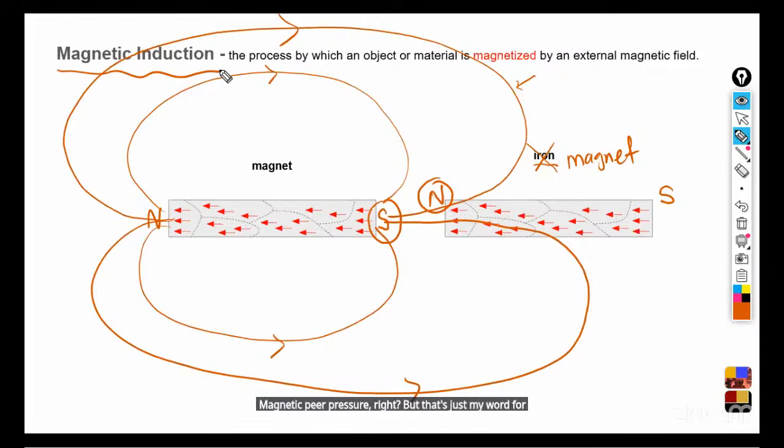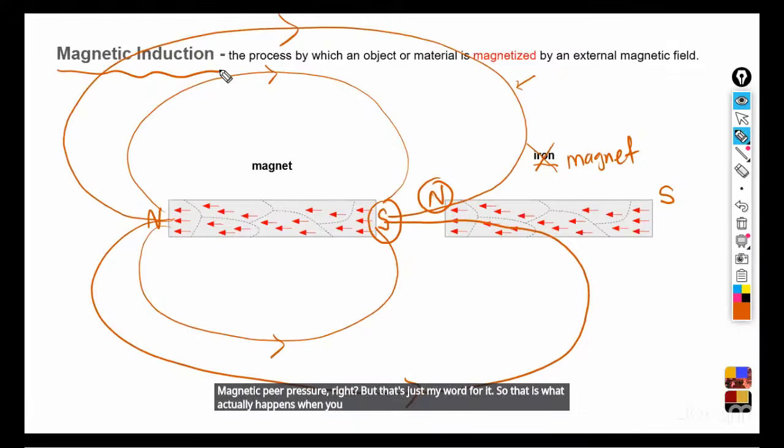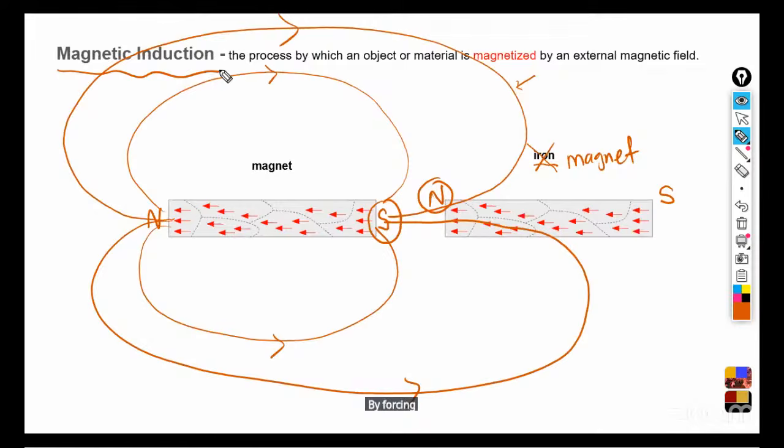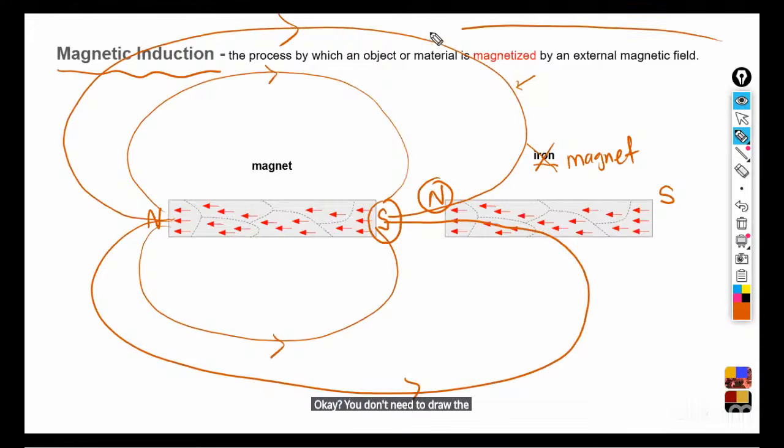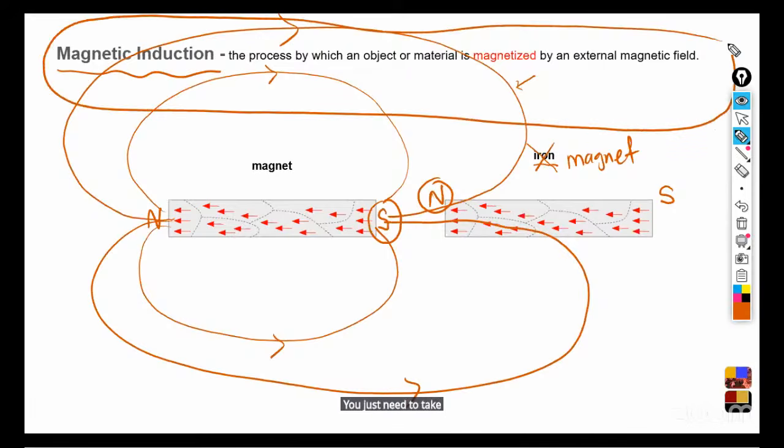So that is what actually happens when you bring a magnetic material next to a magnet. The magnet changes that material into a magnet first by forcing it to rearrange its dipoles. So it changes into a magnet. And once both of them become a magnet, attraction happens. Okay? Now, you don't need to draw the diagrams, right? You just need to take down the definition of it. So take down the note on top.